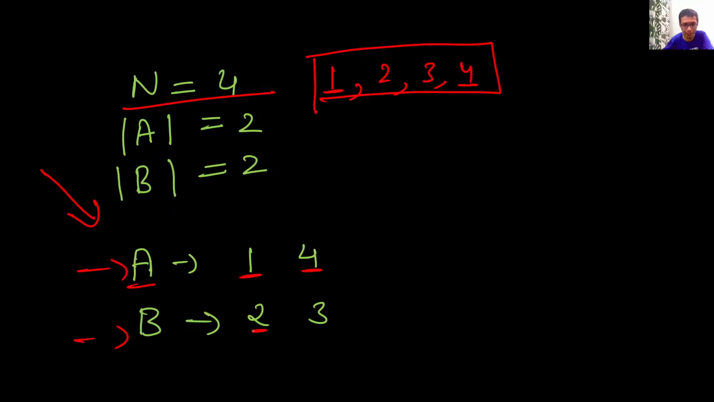And B is formed by taking 2 and 3. So we are taking all the numbers from 1 till n. Now, we already know that these two arrays are going to satisfy all the conditions. We have seen it previously.